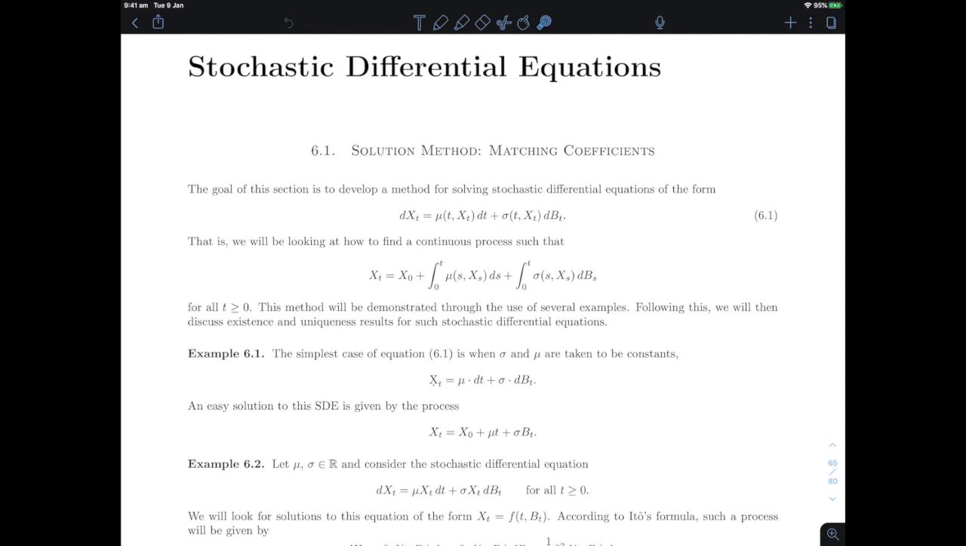But what we're going to do first in this video is look at simple cases and solve them by hand. And the next videos will be about the general theorem about existence and uniqueness for such differential equations.